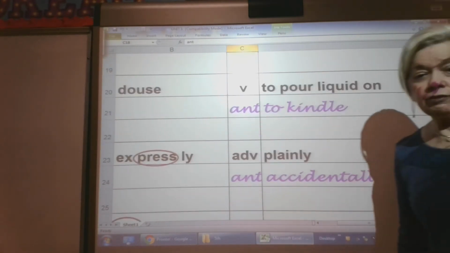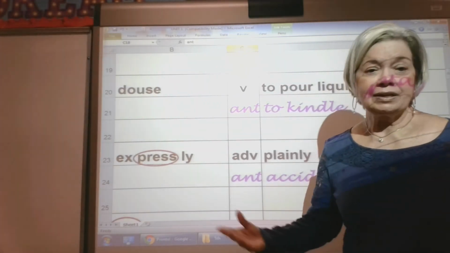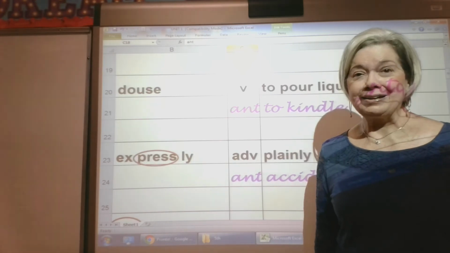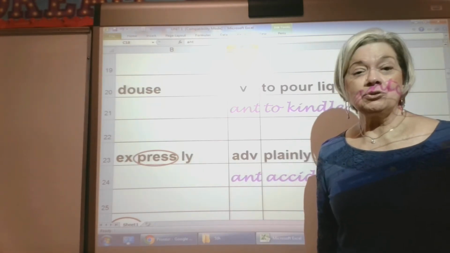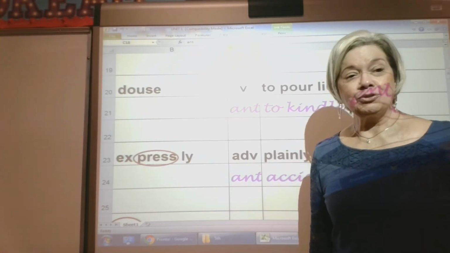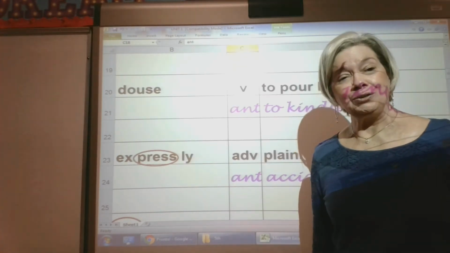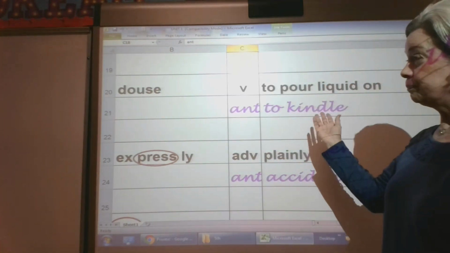It is only a verb. It means to pour liquid on. And of course I give them as many examples as I can every time I introduce a word. It could be to douse the puppy with water to give him a bath. It could be to douse your friends in the pool when you are playing Marco Polo. Douse means to pour a liquid on.